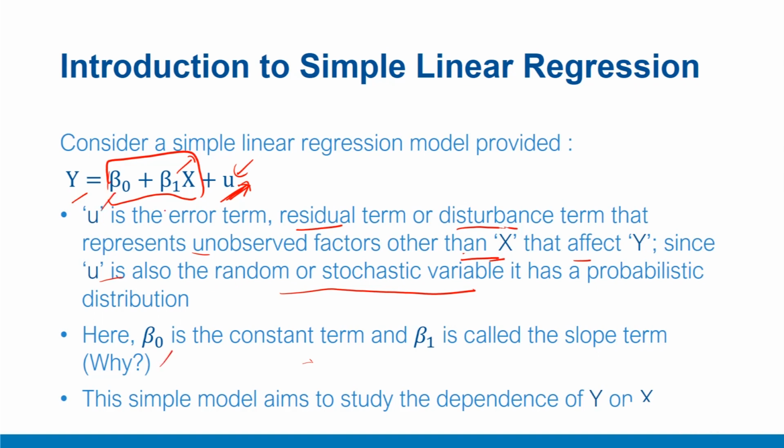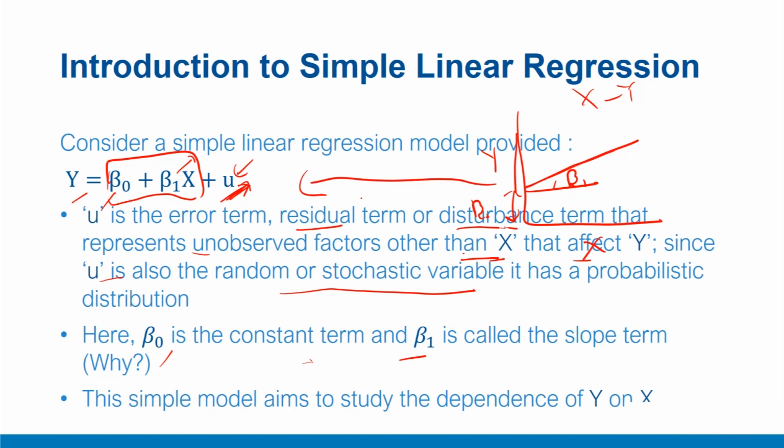Beta naught here is the constant term, while beta 1 is called the slope term. This is so because this relationship, this model, can be represented in a two-dimensional space, xy space, where this model is basically a straight line with the intercept or constant term as beta naught, and the slope of this line is represented as beta 1. So this line represents this model in visual terms. This simple model aims to study the dependence of y on x, that means how x affects y.